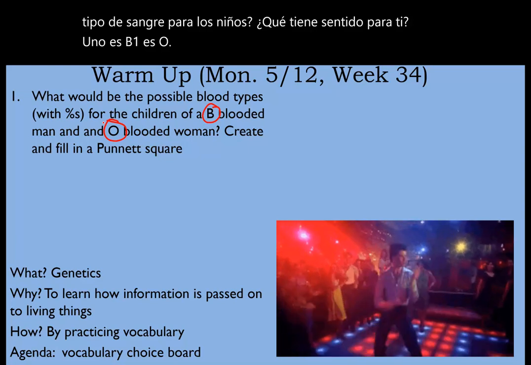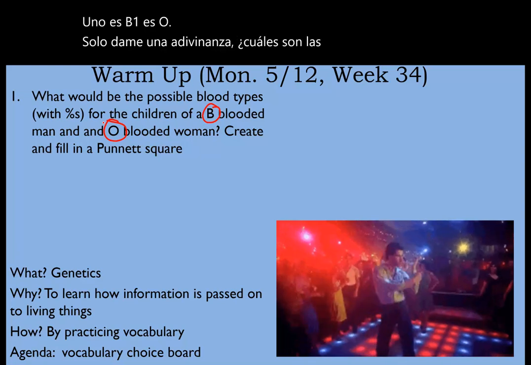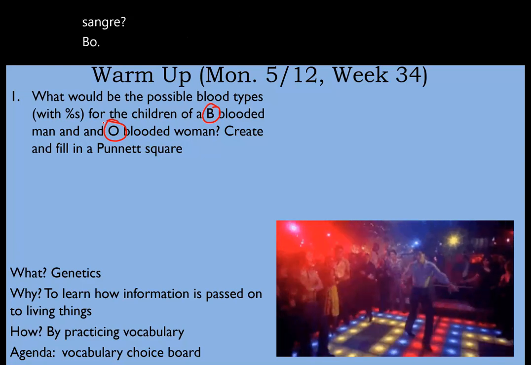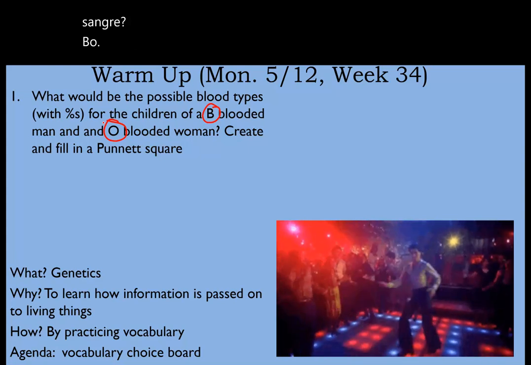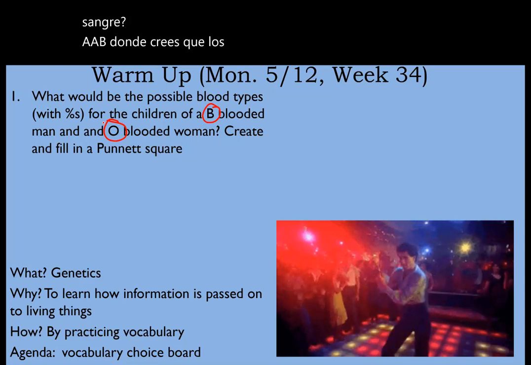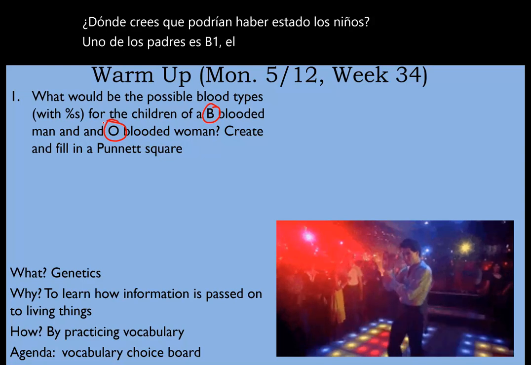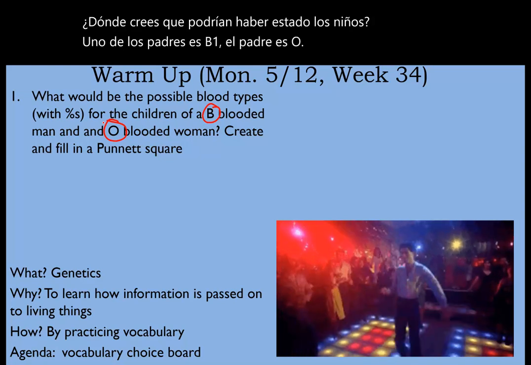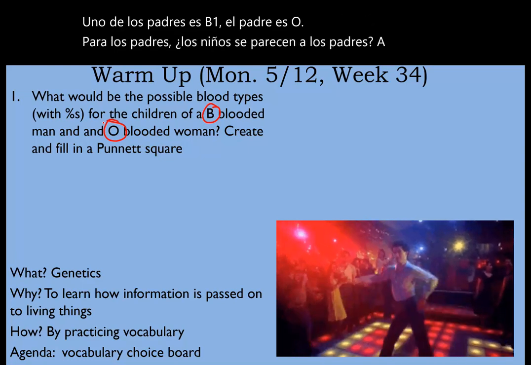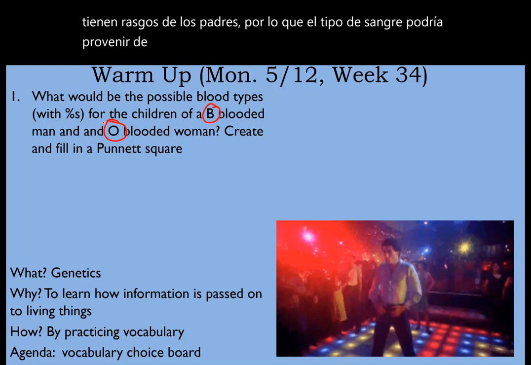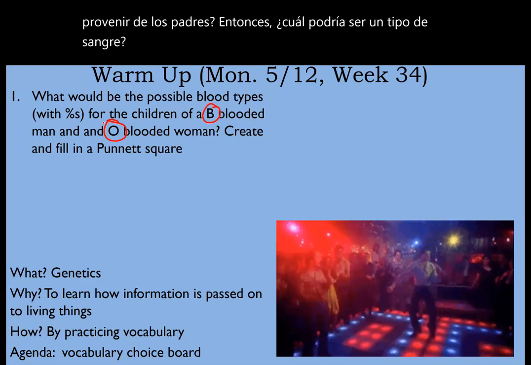Just give me a guess. What are the different blood types? B, O, A, AB. What do you think the kids could have? One parent is B, one parent is O. Do the kids look like the parents sometimes? Yeah, they have traits from the parents. So could the blood type come from the parents? Yeah, so what could be one blood type from a parent?